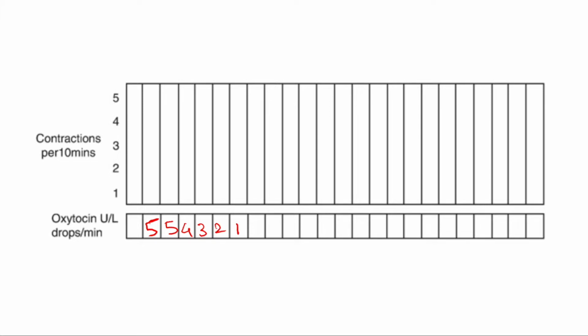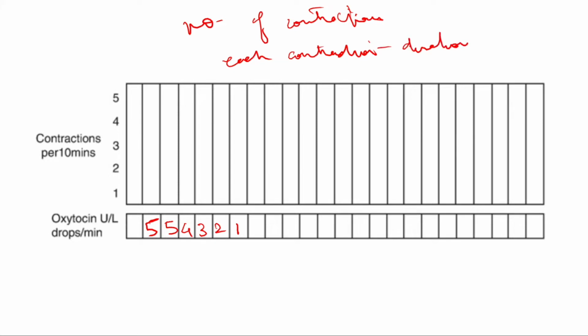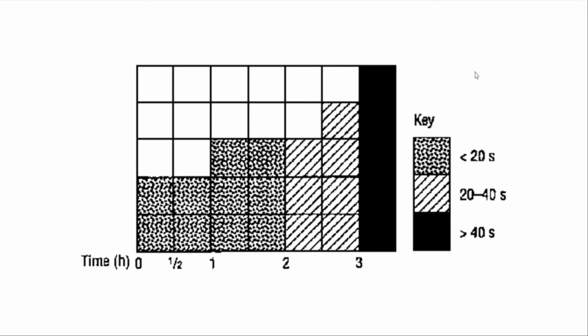And in those 10 minutes, you have to track two things. One is the number of contractions. How many contractions were there in 10 minutes? The next thing you track is how long was each contraction. How long was the duration of each contraction? So how you plot this is what I'm going to explain in the next slide. So this is how contractions are depicted.